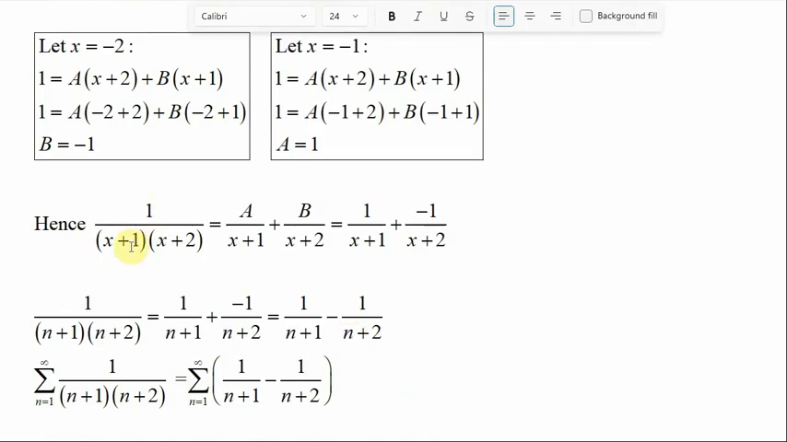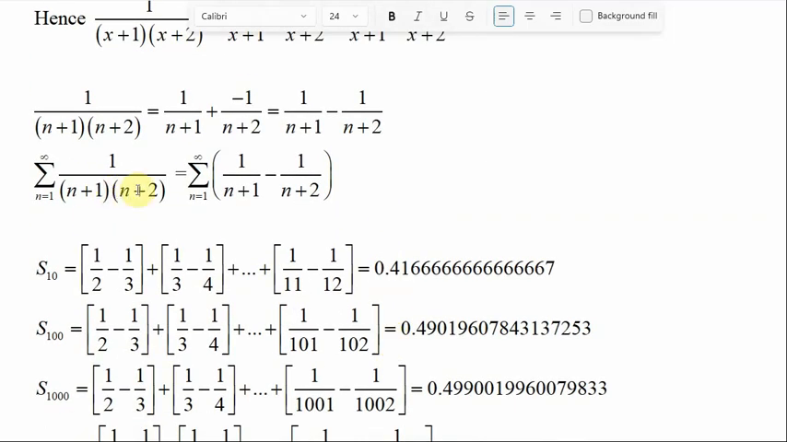So 1 over x plus 1 times x plus 2 is the same as 1 over x plus 1 plus negative 1 over x plus 2. So we can rewrite 1 over n plus 1 times n plus 2 as 1 over n plus 1 plus negative 1 over n plus 2, which is simply 1 over n plus 1 minus 1 over n plus 2. And here's our original infinite series, which now can be rewritten as 1 over n plus 1 minus 1 over n plus 2.